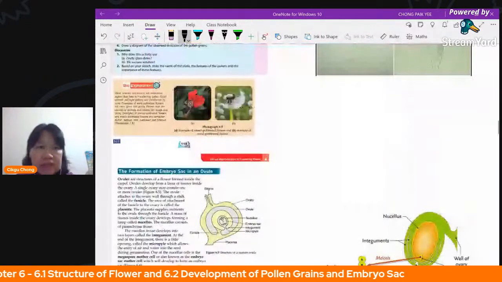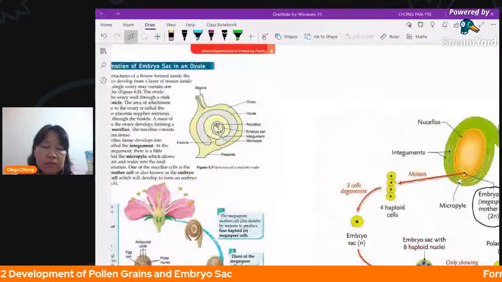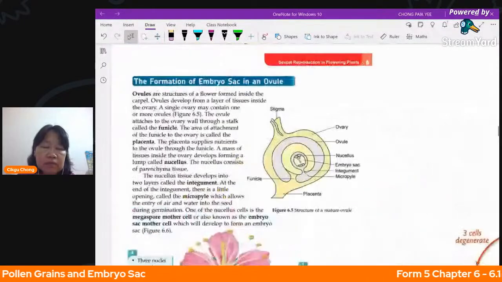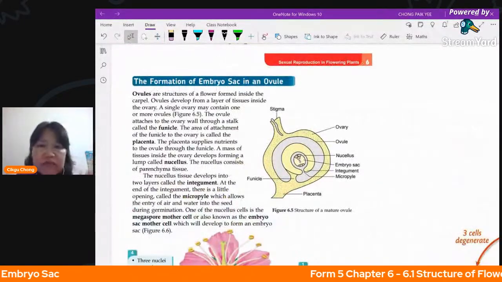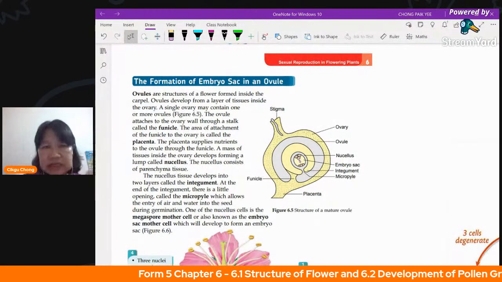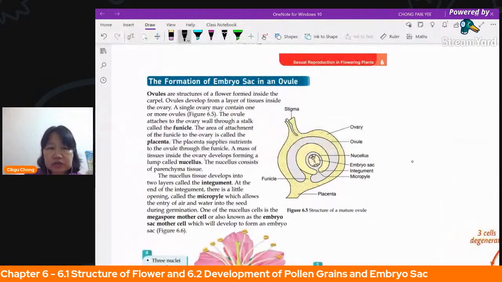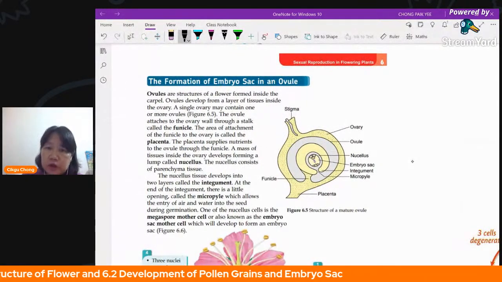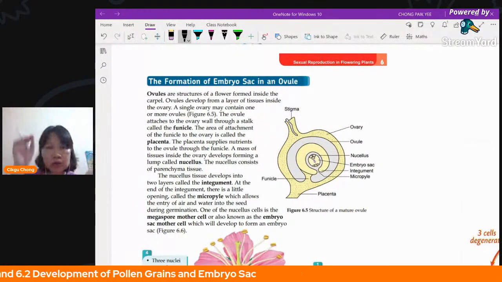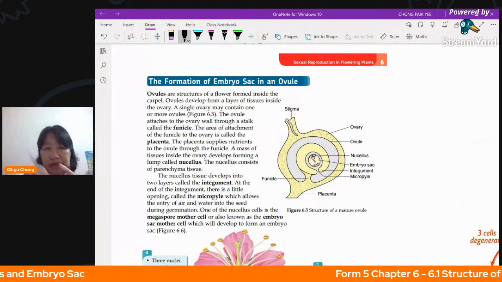Right, next one. Let's go to the female, the formation or development of the female gamete. Where is the female gamete? In the female here it is more complicated. You have more layers inside here. Let's look at the terms first. Ovules are the structures of the flower formed inside the carpel. The carpel is the whole thing, including your stigma, the style, and the ovary. Inside the ovary, you have many, many ovules.